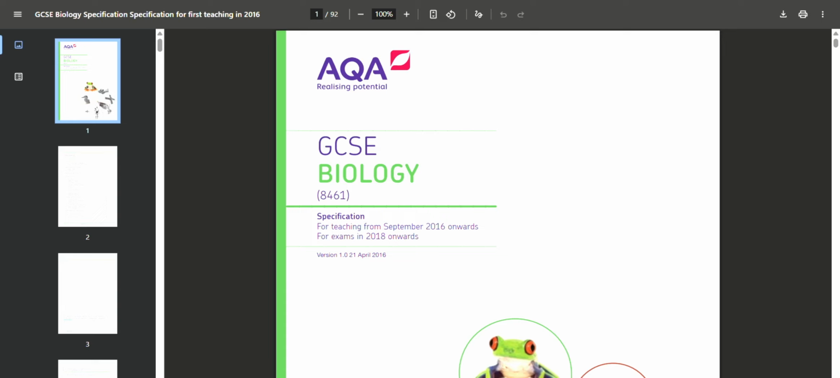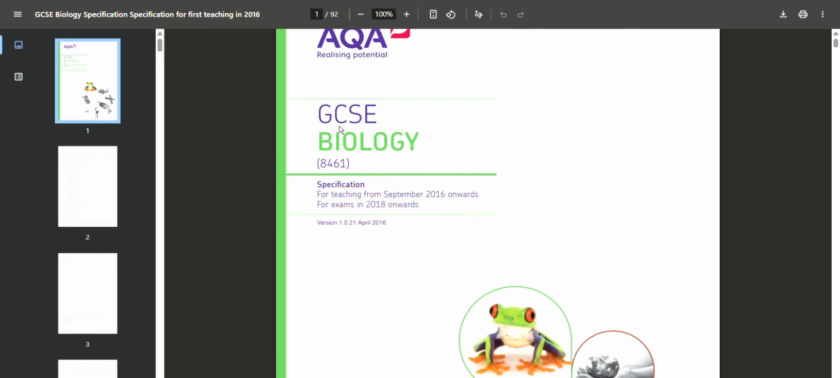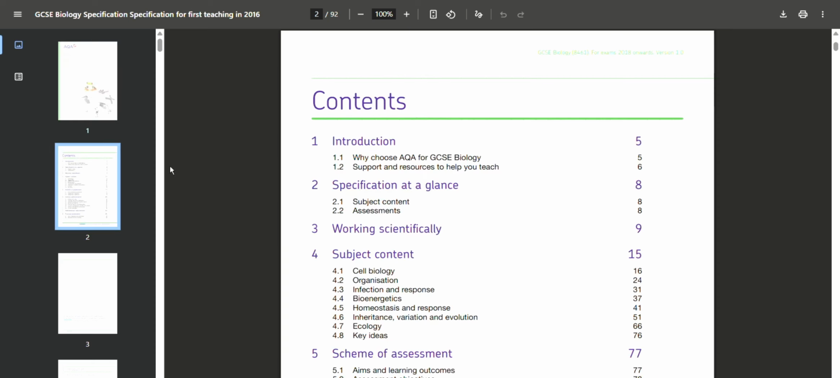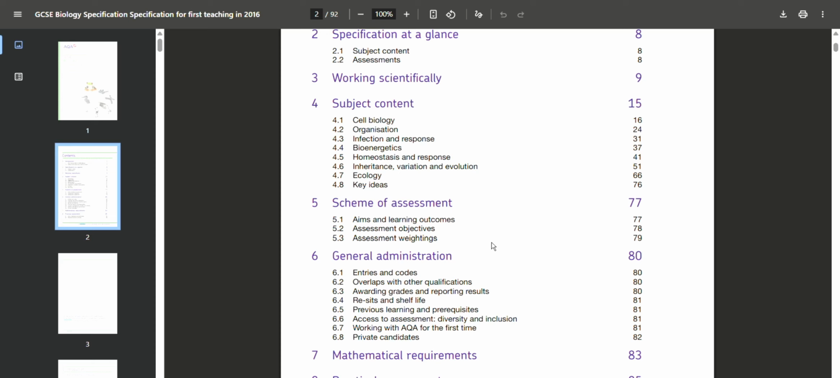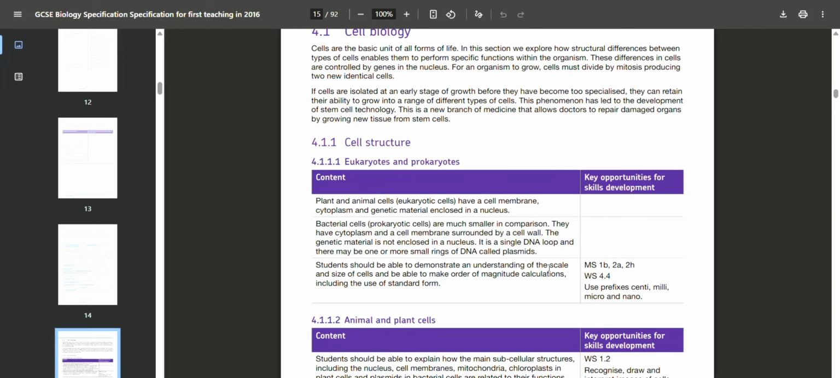And what does the specification even do? The specification has an outline of all the topics that will be tested in each paper, how the papers will work, and how the course itself is taught. This one is GCSE Biology. Just bear in mind that if you're doing combined, you go to the Combined Science Trilogy specification for biology, and then you can have a look at that. This one is just for triple biology.